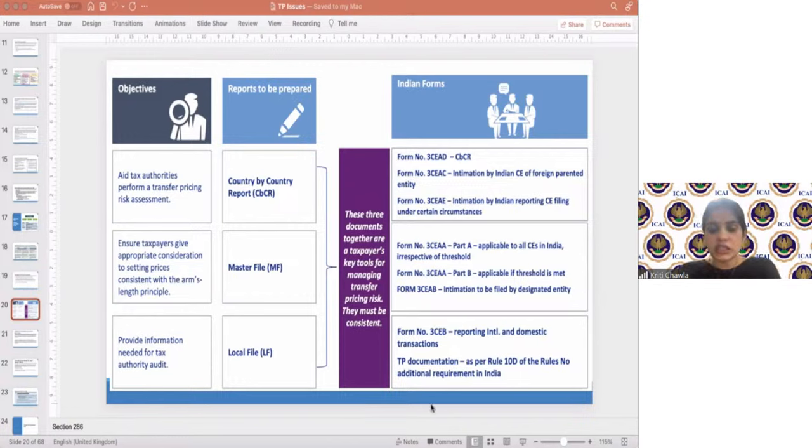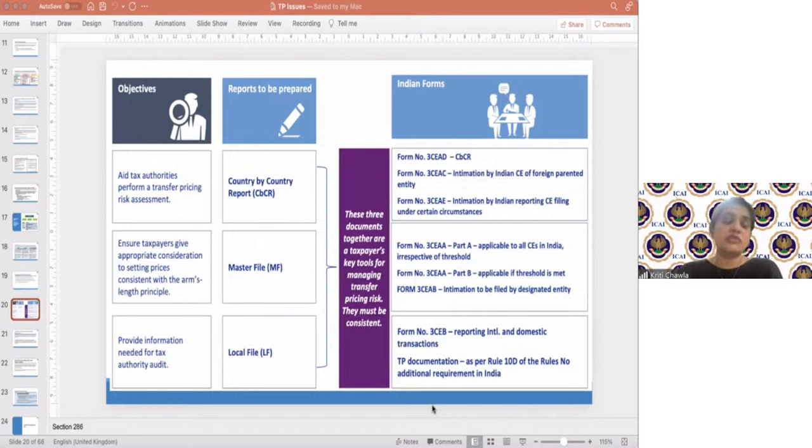I have a question here: if the parent entity is located in Singapore and it holds 75% shareholding in its Indian subsidiary, then what all should they file in India? If the parent entity is located in Singapore, they need to file a local file and a master file in Singapore. In India also, they need to file a master file and a local file. In India, the local file will be called Form 3CEB and TP study. They'll have to file Form 3CEB and TP study in India.